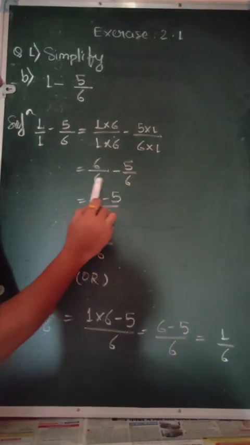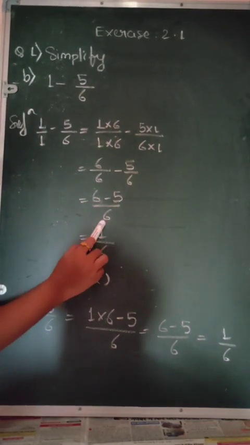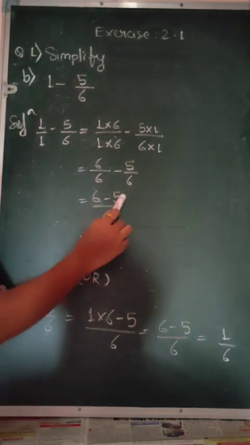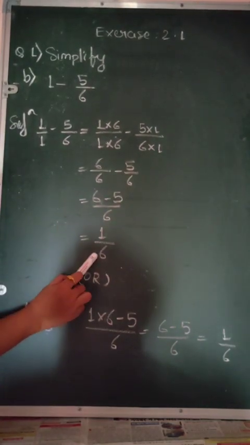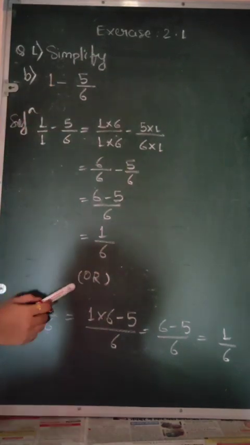Then we got the denominator same as 6. So we can write it as 6 minus 5 by 6. So 6 minus 5 is equal to 1 divided by 6. So this is the answer for this question. Now another method is there.